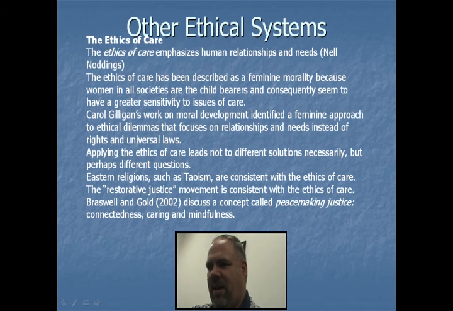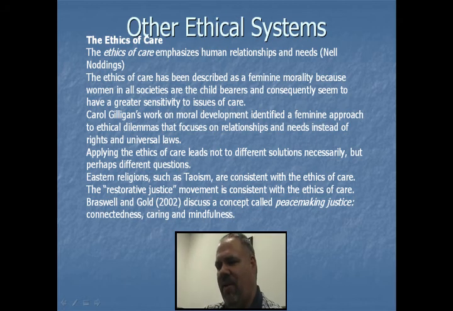Ethics of care. The ethics of care emphasizes human relationships and needs. The ethics of care has been described as a feminine morality because women in all societies are the child bearers and consequently seem to have a greater sensitivity to issues of care. Know this, Carol Gilligan's work on moral development identified a feminine approach to ethical dilemmas that focuses on relationships and needs instead of rights and universal laws.